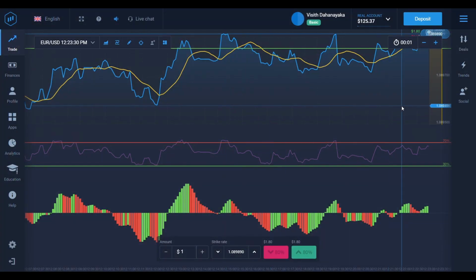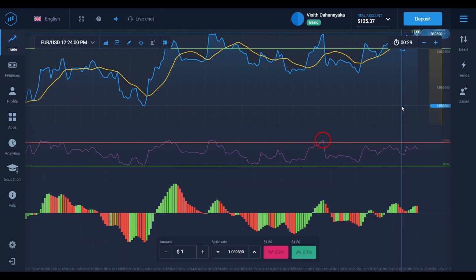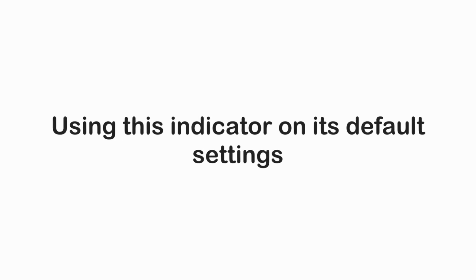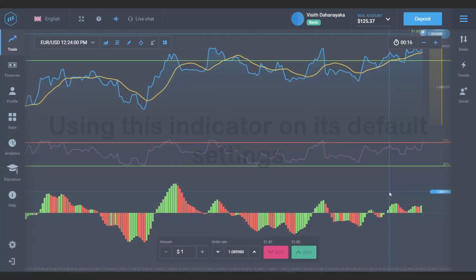We can identify this by looking at the indicator right here. This indicator will show whenever the market hits its trend. If the market line is hitting the peak line like this, we can predict that the market will change its direction and go the other way. In case you're wondering, I'm using this indicator on its default settings.